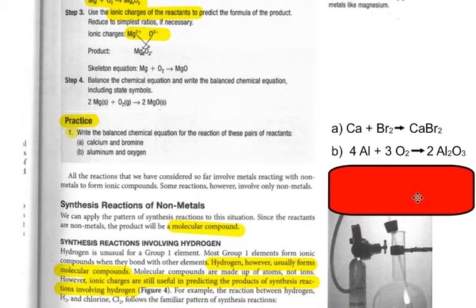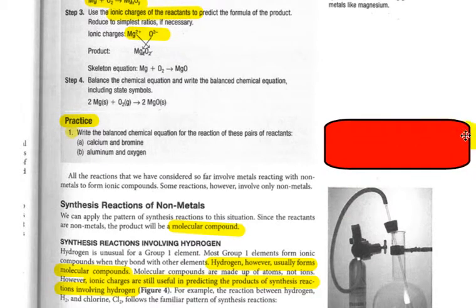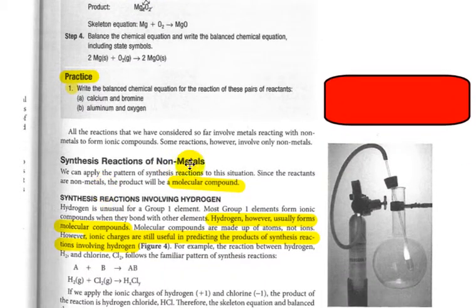Okay, so those are examples that involve metals and non-metals coming together. What about if we just have non-metals coming together? So for these will form molecular compounds. So we could have that.